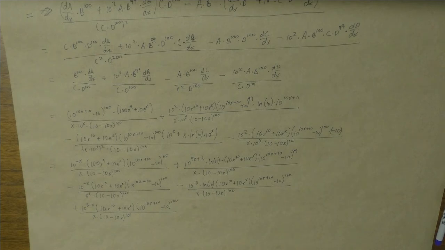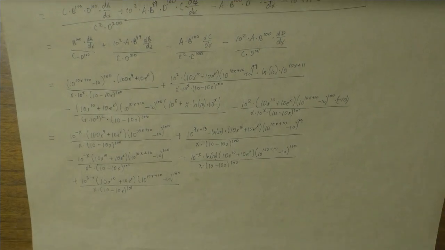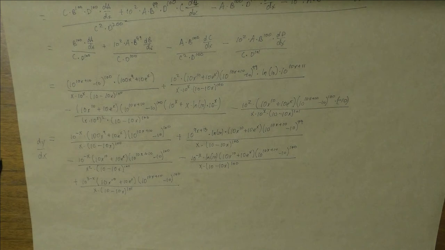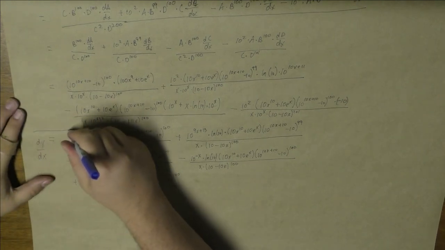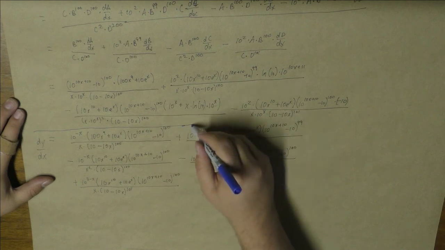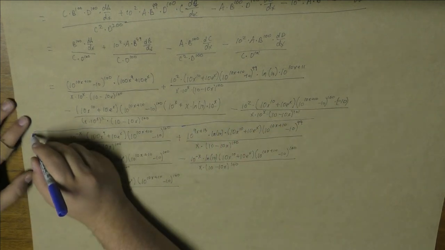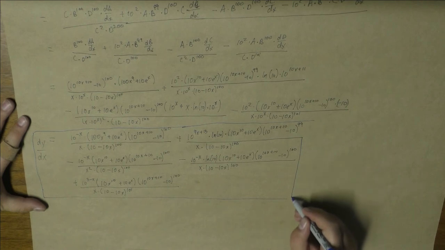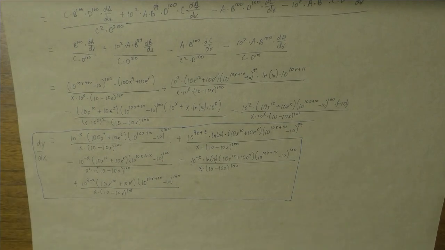Now, this here is everything. We are done. This is, in fact, the answer. And if you check it in Wolfram Alpha, you will get the same answer, but the terms will be in a slightly different order. So let's just complete this. We'll put dy, dx here, and we'll just box it. Because, you know, boxing answers is kind of cool. So this is, in fact, the answer.